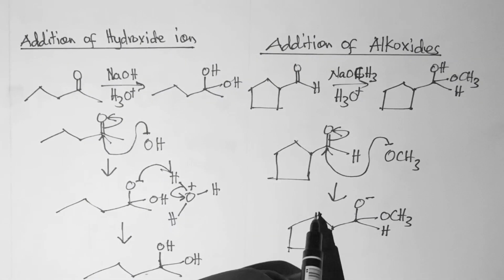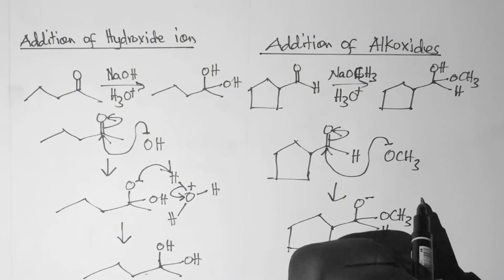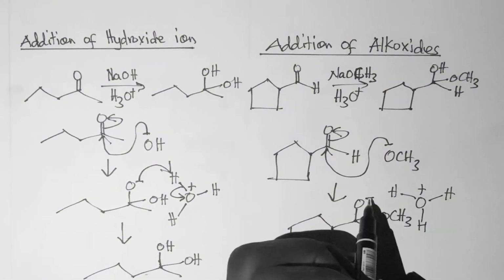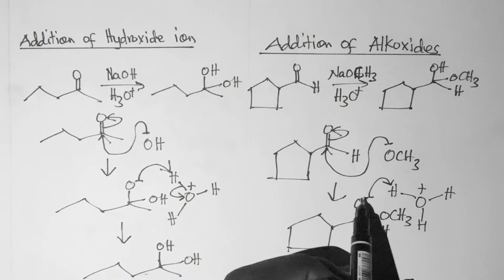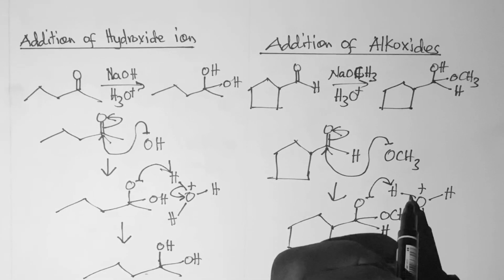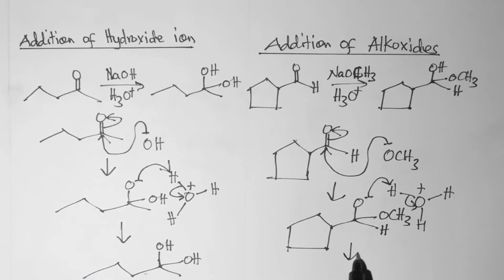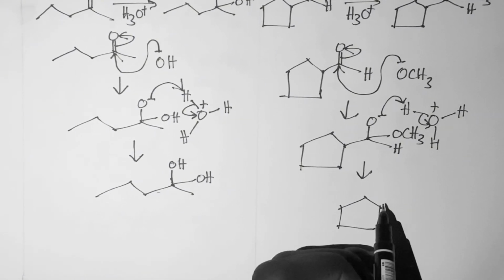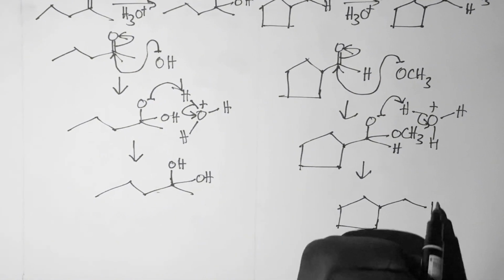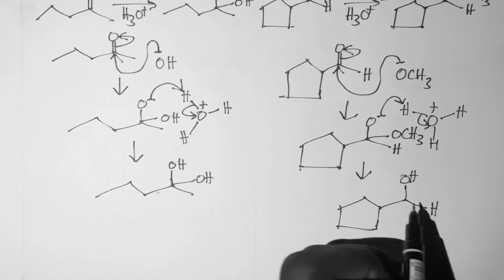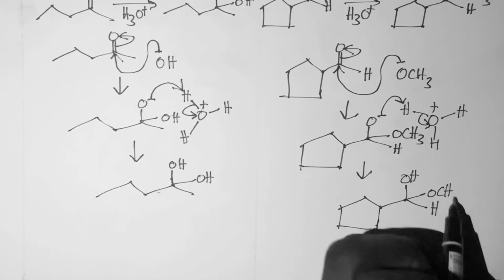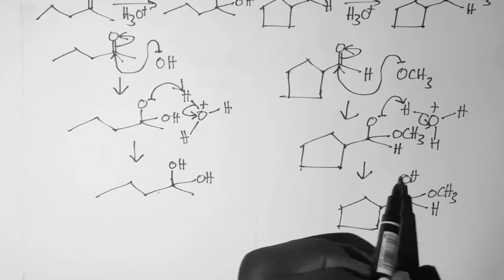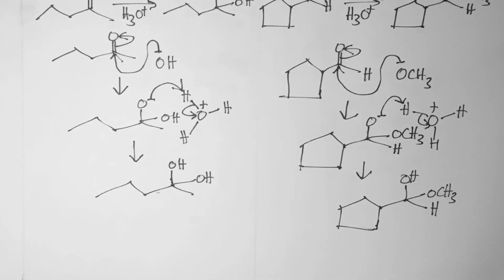So the last part will be the protonation or the acidic workup. This will use these lone pairs to pick this proton, causing these electrons to be moved here and giving us our final product. So always, the most important thing is to identify the nucleophile. And we know that always you form an OH here, and then you add the nucleophile to it.